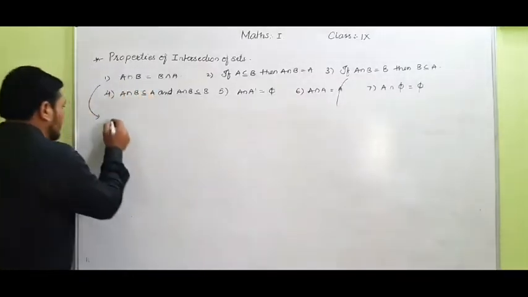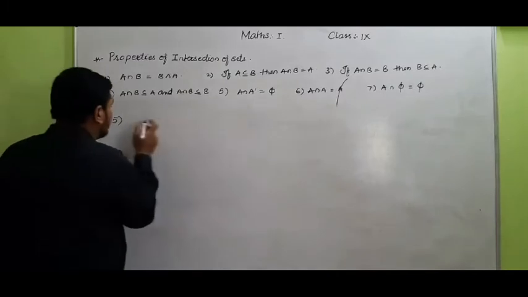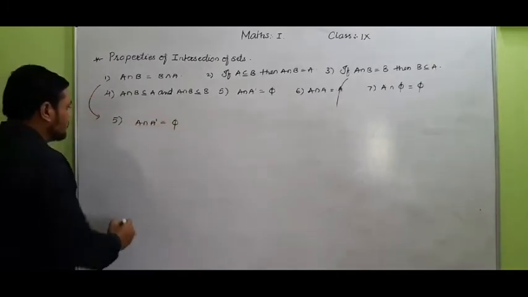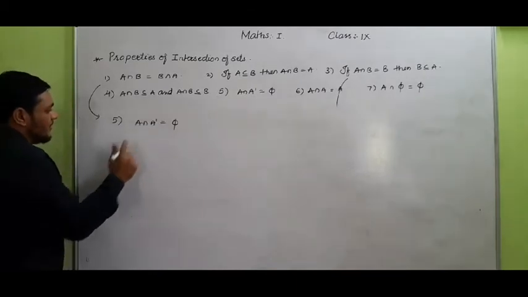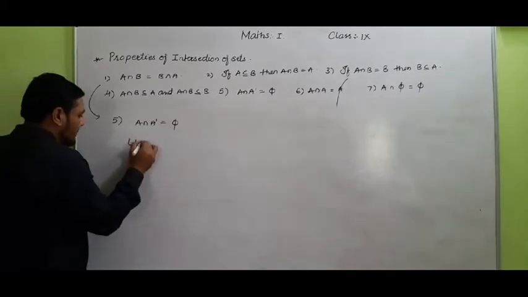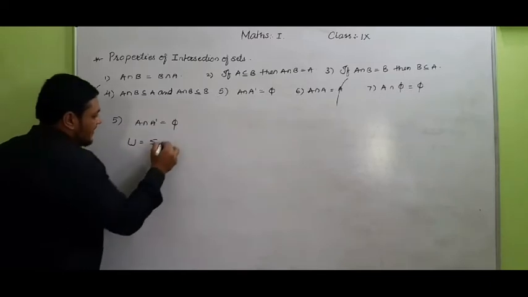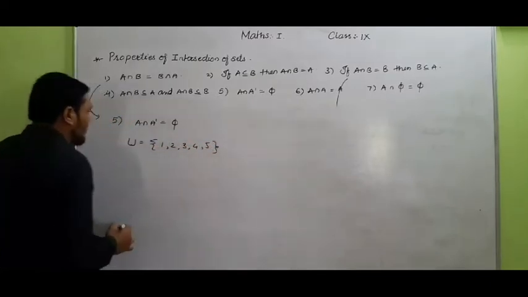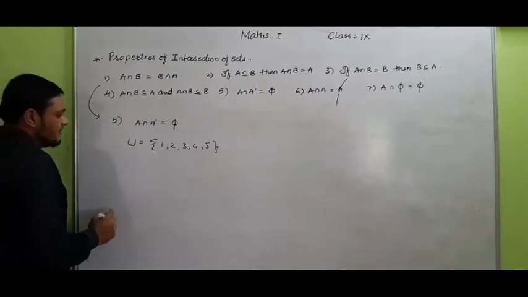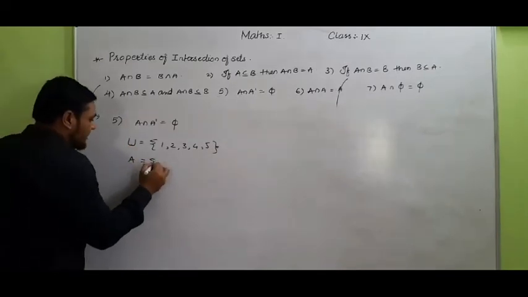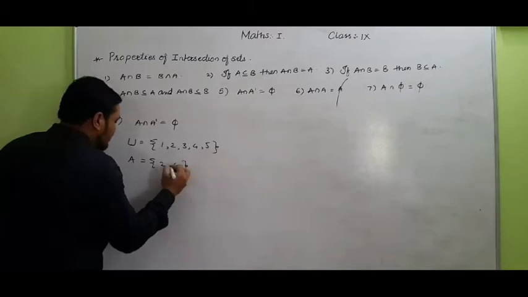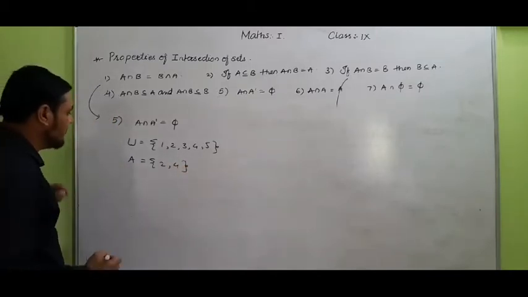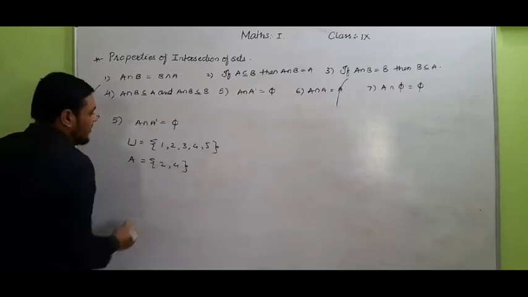So now let us study the fifth property, that is A intersection A complement is equal to phi. So students, in order to take the complement of A, we have to take the universal set. The universal set contains the elements 1, 2, 3, 4, 5. Now let us take set A, which is a subset of this universal set. Suppose A is the set of even numbers from the universal set, so A contains the elements 2 comma 4.